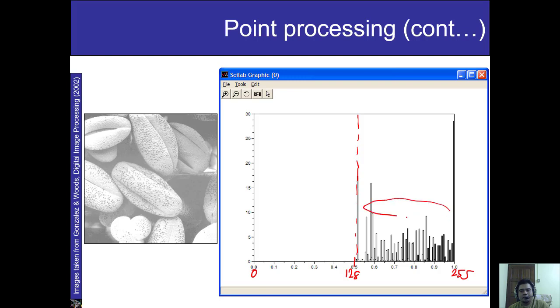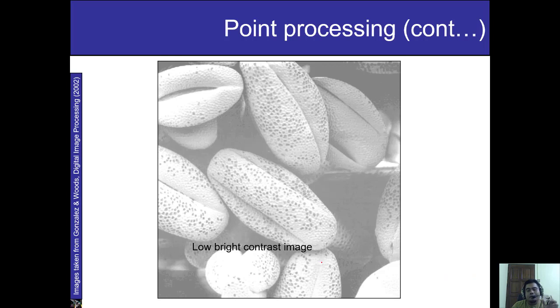Okay, this region only, which is the bright region. Okay, this region. Okay, this is empty. So if that happens, then this condition or this image is called a low bright contrast image.